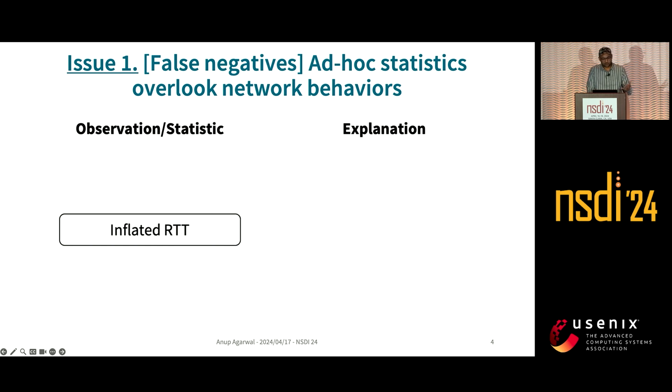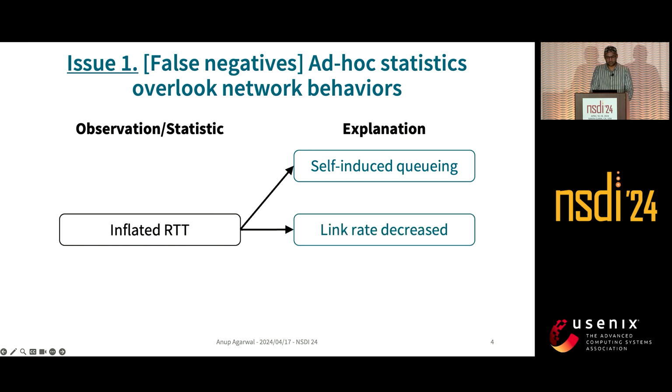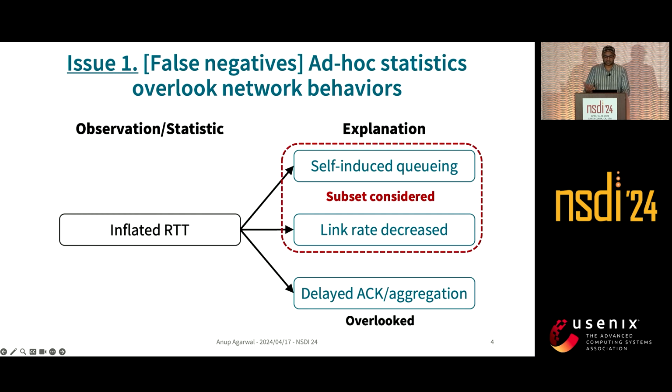Such an RTT could have been produced due to some self-induced queuing. It could be due to some decrease in the link rate, or even reasons unrelated to congestion. For instance, there may be some delayed ACKs or ACK aggregation. The congestion control algorithm's optimal response is different in all of these situations. And depending on how exactly a given congestion control algorithm responds to this inflated RTT measurement, it may only consider a subset of these explanations.